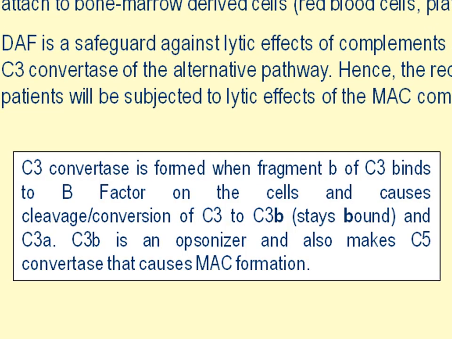Just to repeat the concept that we have covered before, C3 convertase is formed when fragment B of C3 binds to B factor on the cells and causes cleavage and conversion of C3 to C3b. And C3b, of course, B stays bound, and also C3a that causes anaphylactic reaction. C3b is an opsonizer and also makes C5 convertase that causes MAC formation that damages the red blood cells or white blood cells or platelets in the absence of DAF.